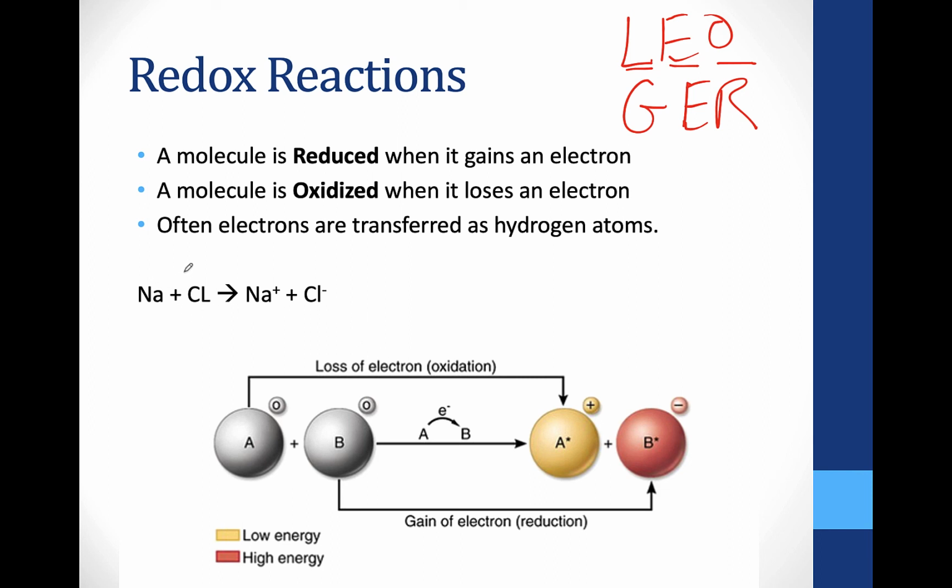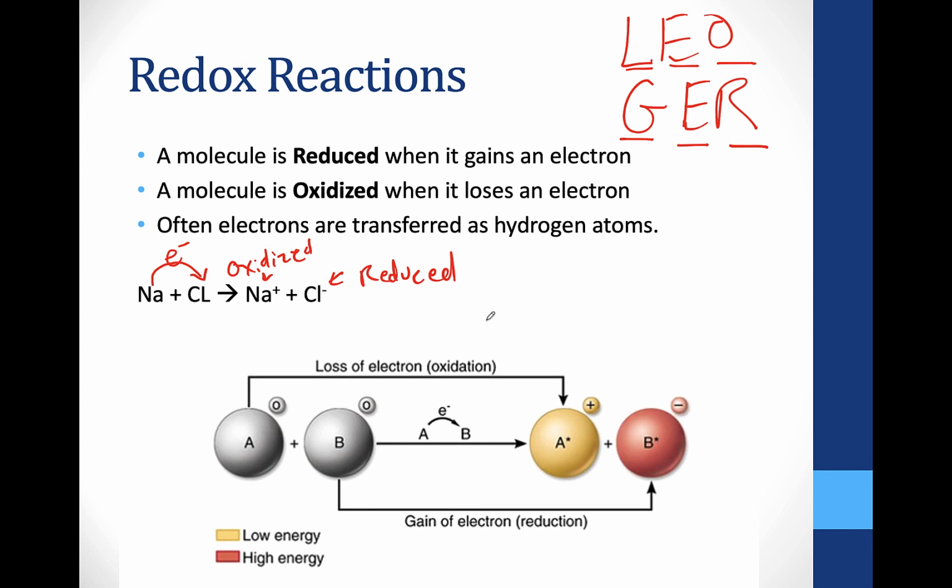So when we talked about sodium and chlorine, which one lost an electron? Right, the sodium loses an electron to chlorine, and so that one becomes oxidized. Grr. Leo the lion says grr. When you gain an electron, you are reduced. So in this change, sodium lost an electron, but chlorine gained one. So chlorine is reduced.